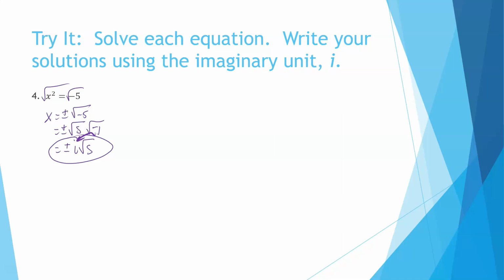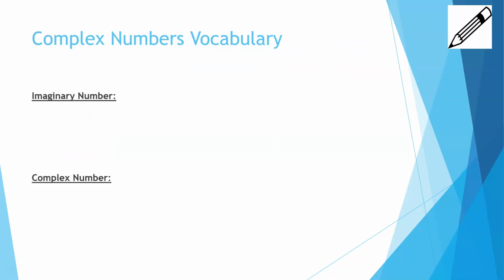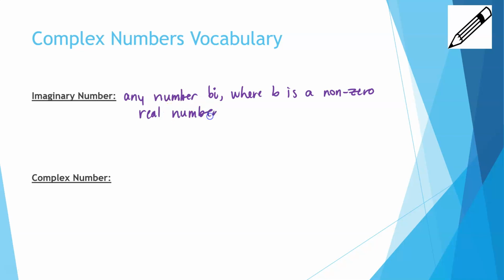Okay, so we introduced that the square root of -1 is this i, but now we have to define that a little bit more deeply. So in math, we have these things called imaginary numbers, and it is any number b times i. So with that i attached, where b is a non-zero real number, and i equals the square root of -1, like we learned.